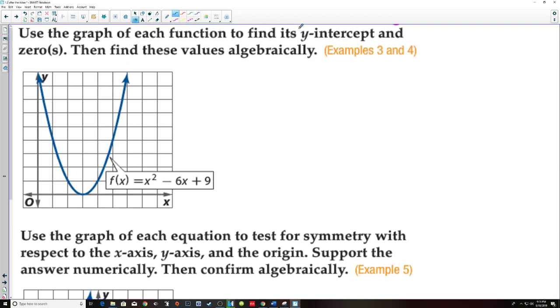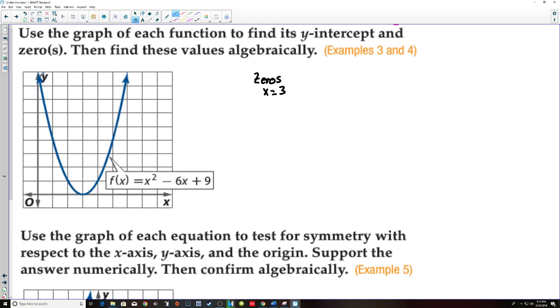Use the graph of each function to find its y-intercept and zeros, in other words the x-intercepts. Then find these values algebraically. I'm not exactly sure what the y-intercept is, but it looks like the zero is 1, 2, 3. So how should we write this? And find, use the graph. So zeros are x equals 3.